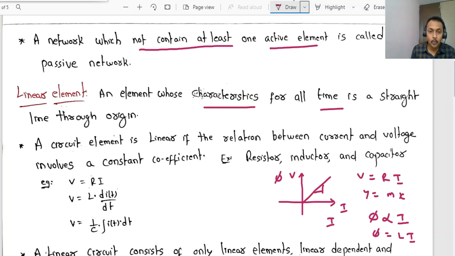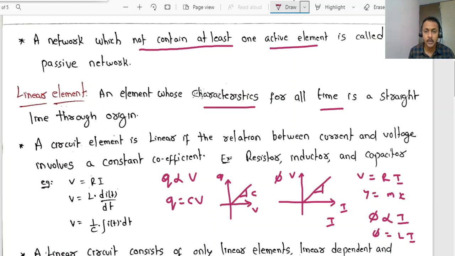Similarly, for charge Q, capacitance C equals charge per unit potential. The charge accumulated Q is directly proportional to the applied voltage. Q equals CV. If you plot the graph for voltage and charge, you will get a straight line passing through the origin. This indicates the constant of proportionality, slope C. So similarly, for these voltage-current relationships, you should have a straight line passing through the origin.